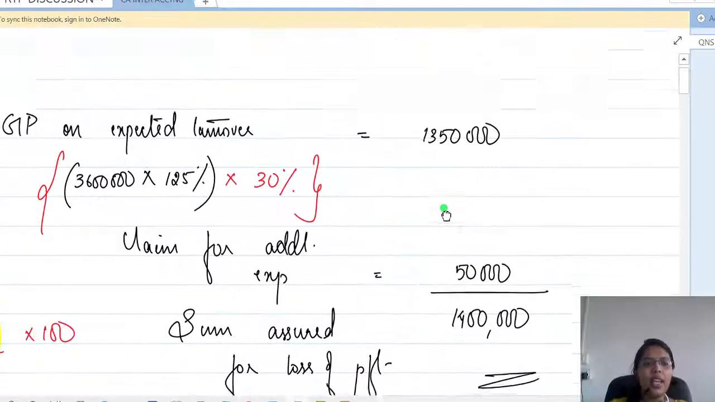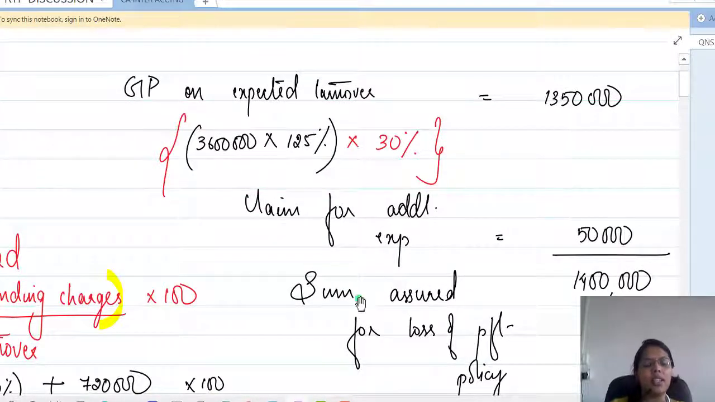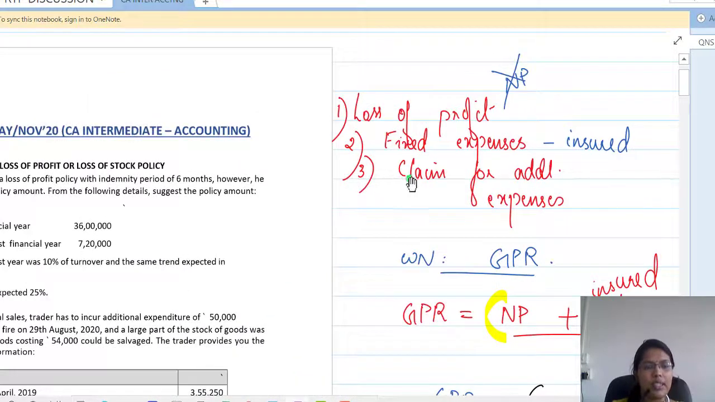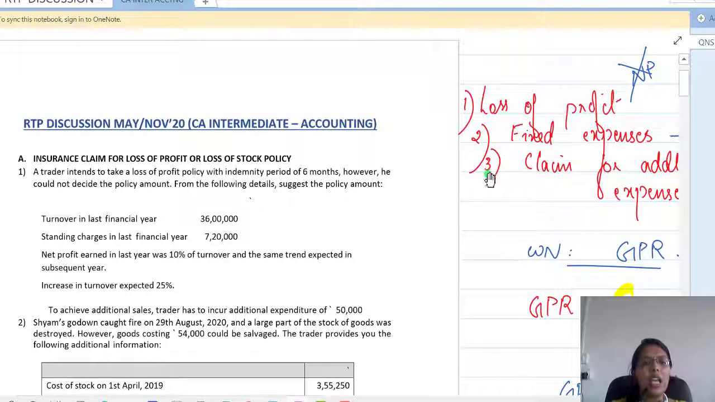That can differ. Then you will have to consider many other things, whether the entire standing charges was this much, if there was a saving in standing charges, all those things will come into the picture when you compute the claim. But this is not such a question. This is a question asking you to find out how much should be the sum assured that he should put forward or take up when he's planning to take a policy. So I hope that this question is clear. This question will become much easier if you are very thorough with all the steps under claim of loss of profit policy and all of the theories which we had discussed briefly at the start of this question.